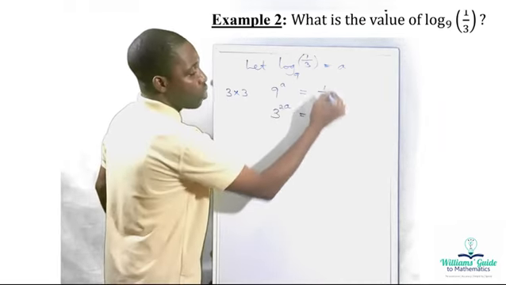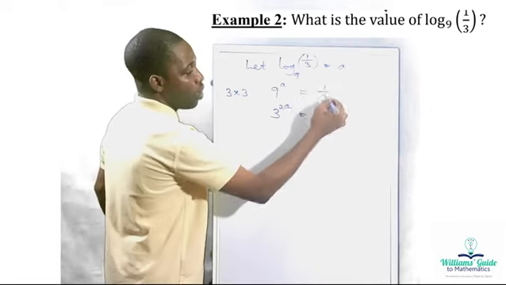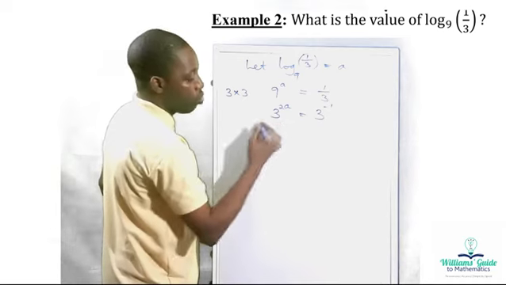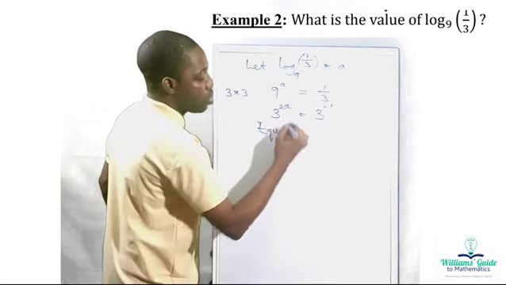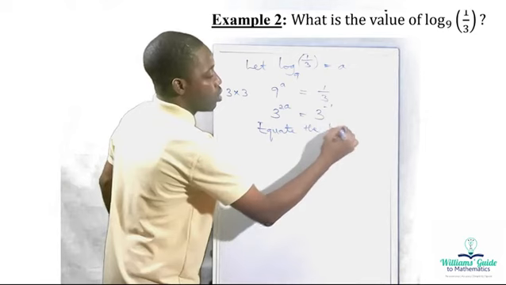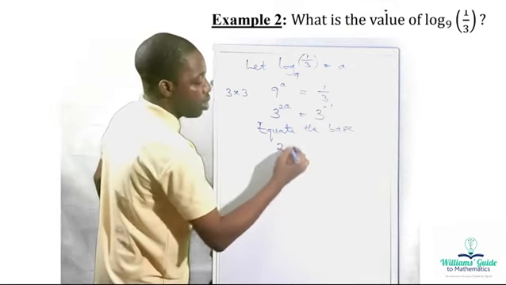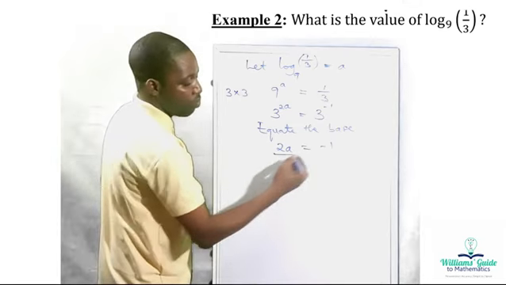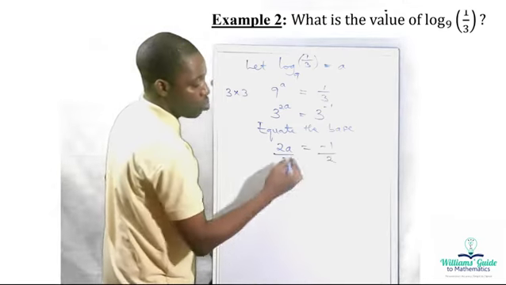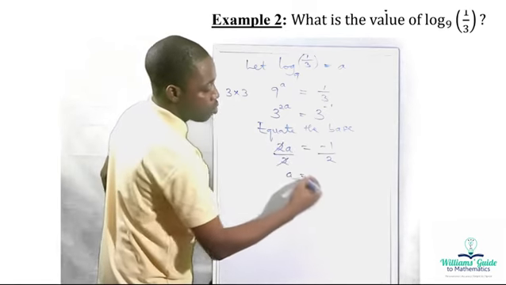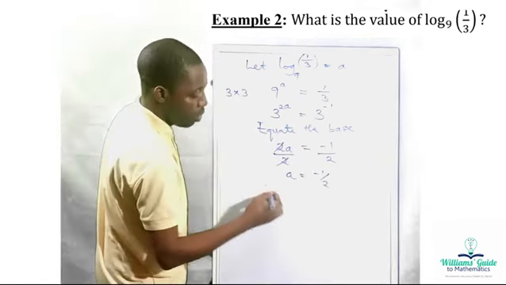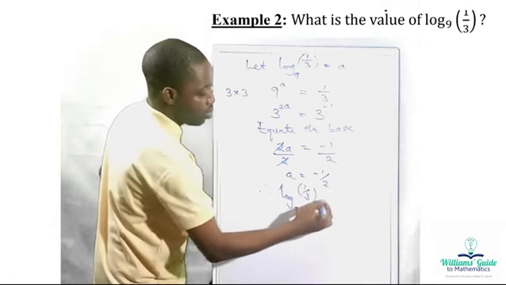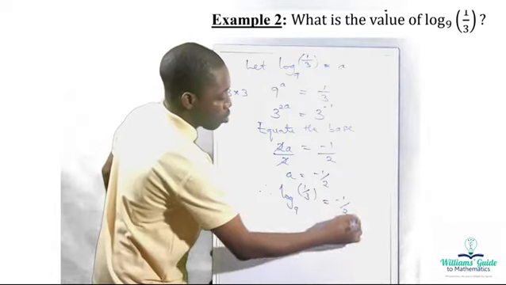And this fractional number we have, the 1/3, can turn to 3 raised to power minus 1. So we have our bases equal. We can equate the powers in this case. So now we have 2a is equal to minus 1. Dividing both sides by 2, 2 cancels 2, so a is equal to minus 1/2. Therefore, log 1/3 to base 9 is equal to minus 1/2.